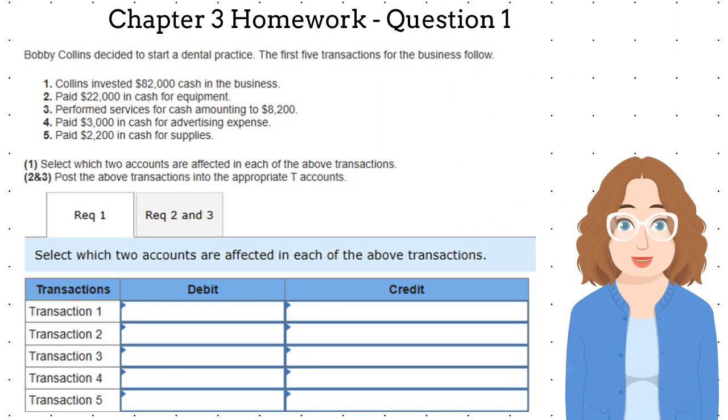In question 1, you will select 2 accounts for each of the 5 transactions that are listed here for Bobby Collins, who decided to start a dental practice. Let's look at the first transaction. Collins invested $82,000 cash in the business.